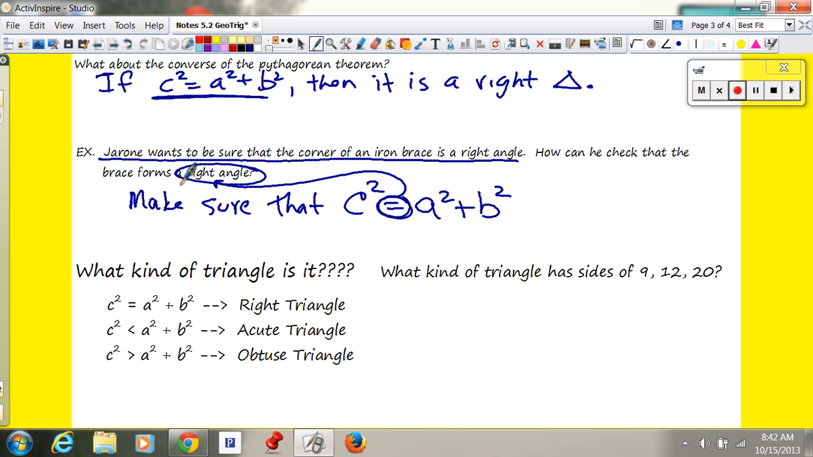What happens if that's not equal? That's not a right triangle. Could we tell what kind of triangle it is? And that's a yes right here. The next part is talking about what kind of triangle it is. And I just told you that if c squared equals a squared plus b squared, you've got a right triangle. If c squared is less than a squared plus b squared, you've got an acute triangle. And if c squared is greater than a squared plus b squared, you've got an obtuse triangle.